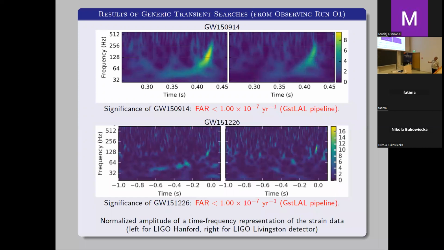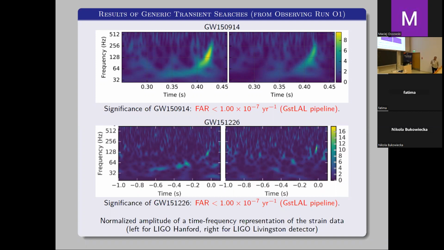Here, the situation is much worse. Yes, on the left-hand side we see something, but here it is difficult to say that there is some feature present in this image. But anyway, this is the result, as I have said, of this generic transient search.